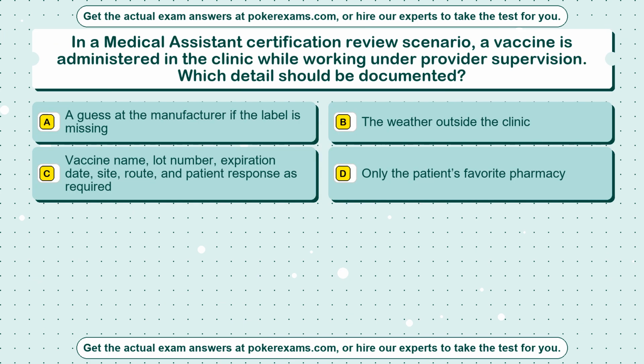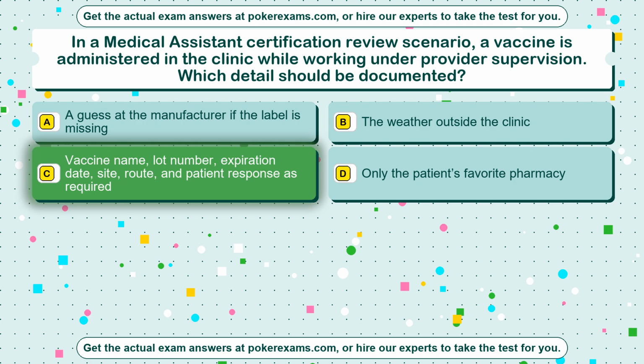Question 46. In a medical assistant certification review scenario, a vaccine is administered in the clinic while working under provider supervision. Which detail should be documented? Option A, a guess at the manufacturer if the label is missing. Option B, the weather outside the clinic. Option C, vaccine name, lot number, expiration date, site, route, and patient response is required. Option D, only the patient's favorite pharmacy.